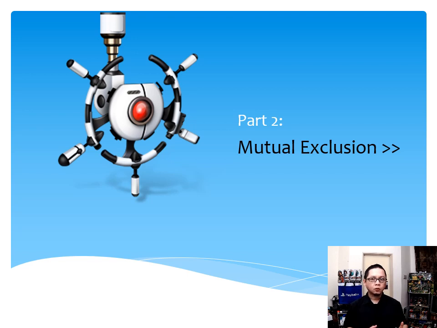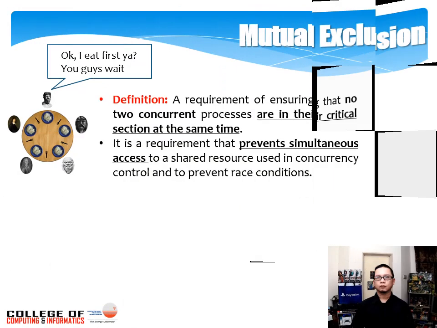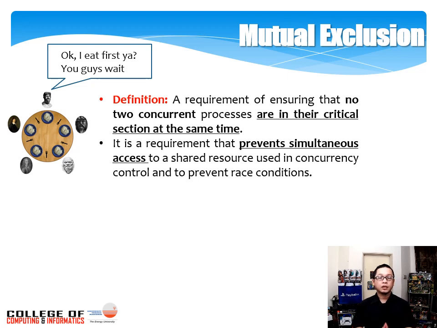Alright, so now we continue to the concept of mutual exclusion. What is it? By definition, mutual exclusion means that you are in a condition where no two concurrent processes are in the critical section at the same time. Remember what critical section means? It means that no two concurrent processes need the use of the critical resources at the same time.